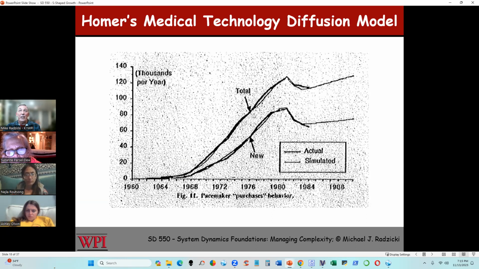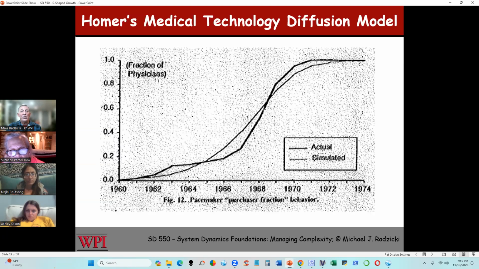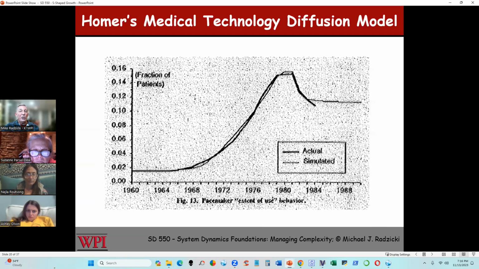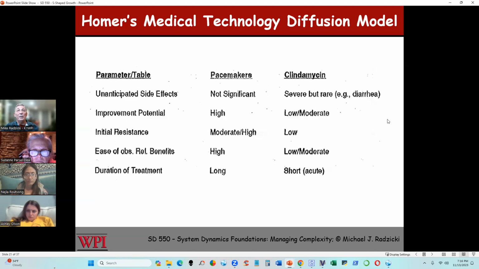And here we have pacemaker purchases, new ones in total. And you can see there was a peak here and a fall before it took off again. Fraction of physicians. So you can see nobody was doing pacing in 1960. And then you had the exponential growth, and then pretty much everybody, cardiologists, it's a routine thing now. And here's the fraction of patients. So I think there might have been some kind of probably medical scandal or patients having problems or something. I don't know. I probably read it years ago. I don't remember, but still it fit the data pretty well.